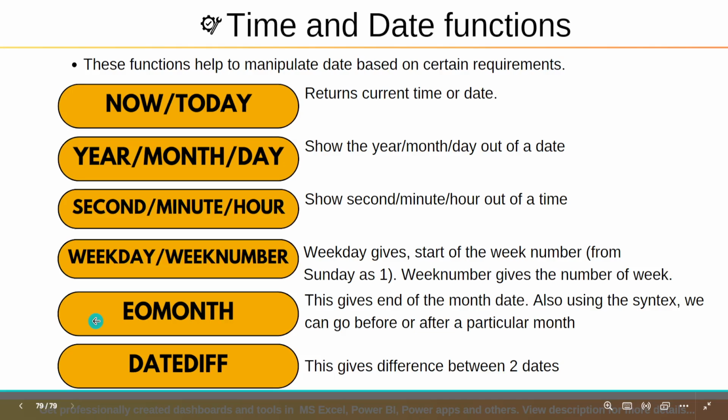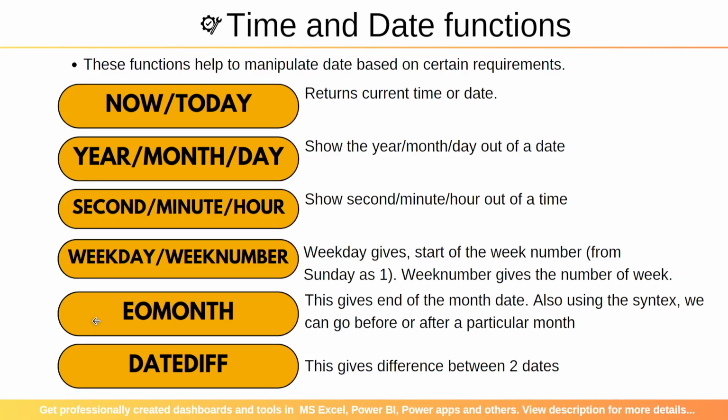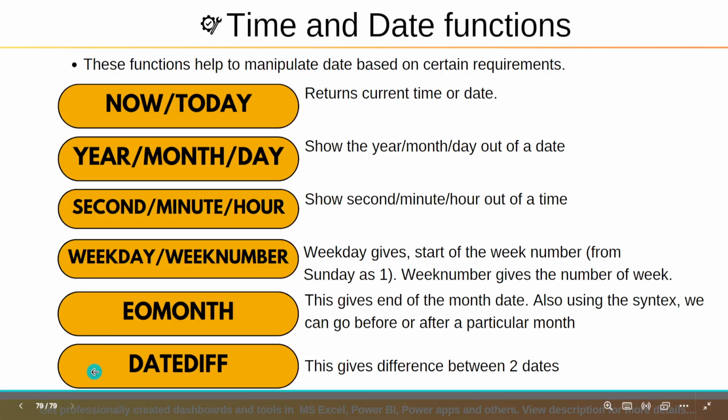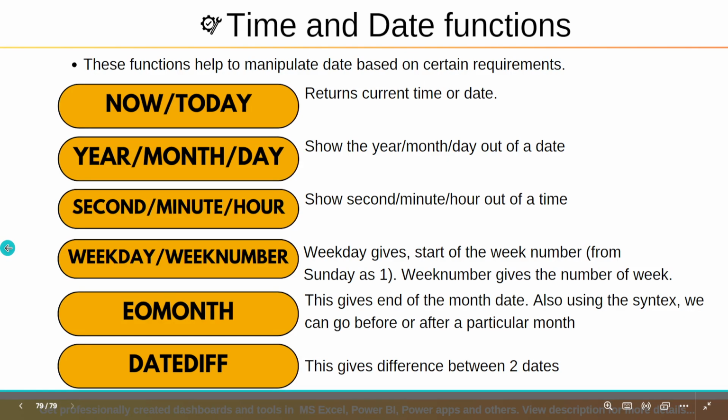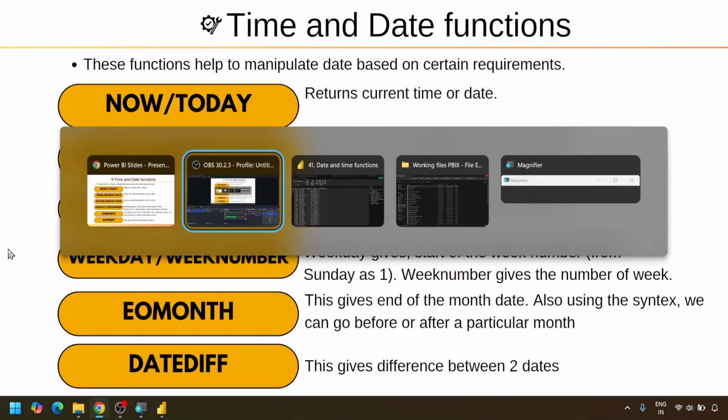EOMONTH reflects the end of the month. So if we select the 1st January 2024, then it will show the end of the month, which is 31st January 2024. And finally, DATEDIFF shows the difference between two dates. And let's go into the Power BI live environment and see how these functions work.